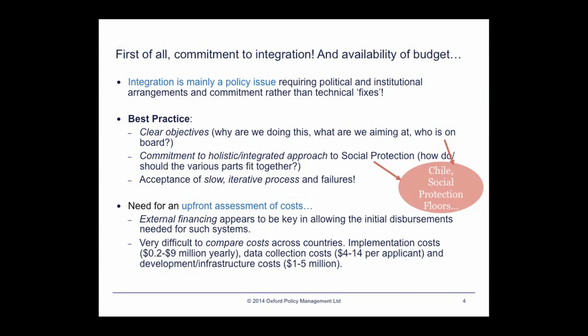It's quite difficult to compare costs across countries, so it's difficult to come up with a recipe for how much it will cost to set up this system. You can divide costs into various categories. Implementation costs, we found, were between $0.2 million and $9 million on a yearly basis. Data collection costs ranged between $4 and $14 per application. I know that Indonesia is very proud to be on the lower range for this. And development infrastructure costs range between $1 and $5 million.